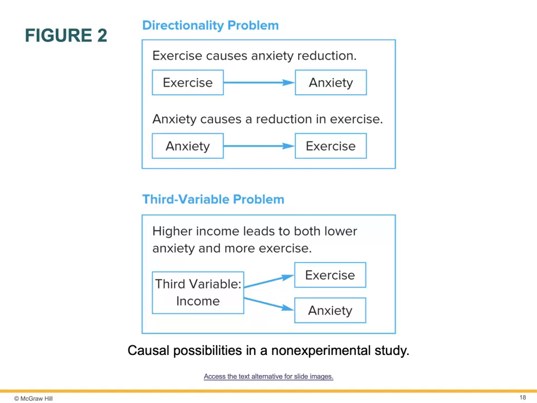Now then, suppose that the researcher collects data on exercise and anxiety from a number of people and finds that exercise is negatively related to anxiety. That is, people who exercise more have lower levels of anxiety. So the two variables covary or correlate with each other. So observed differences in exercise are associated with the amount of anxiety.